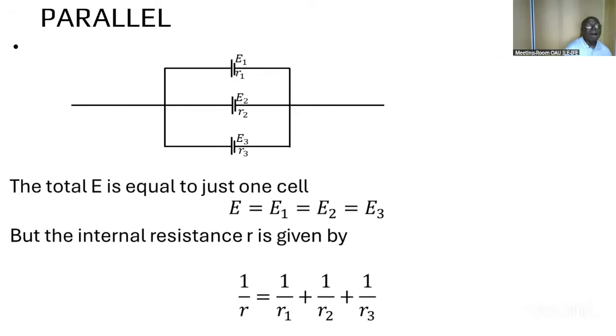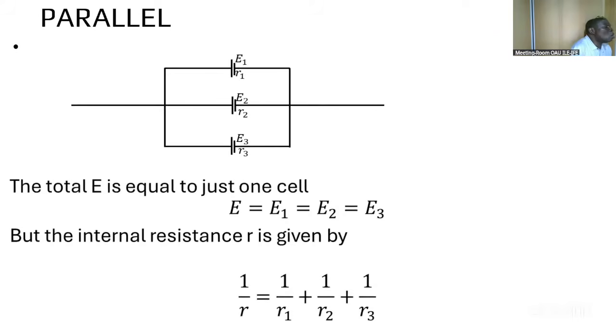For parallel, take for example, I want my battery to last long. I need 12 volts. If I need 12 volts, I can still connect 3 batteries, and I will tell you the reason why it's going to last long. I need 12 volts, and I have 3 batteries at home.